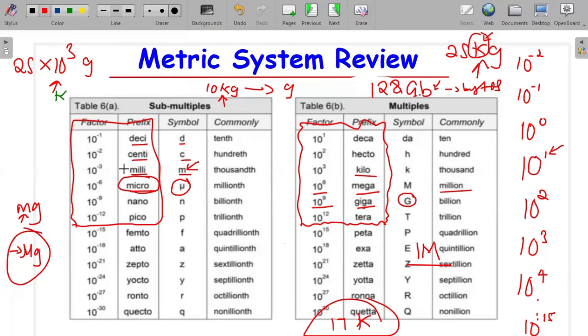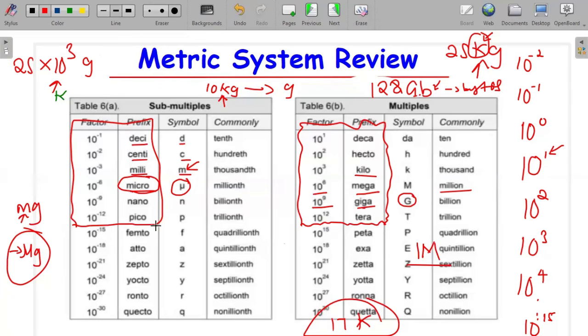I remember when I was in first year, we even made a song. We were singing it every day so that we could easily remember. How was that song? It was like Pico Nano Micro Milli Centi Deci Kilo Mega Giga Tera.